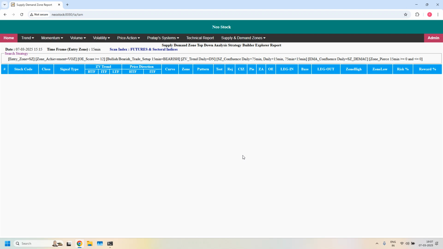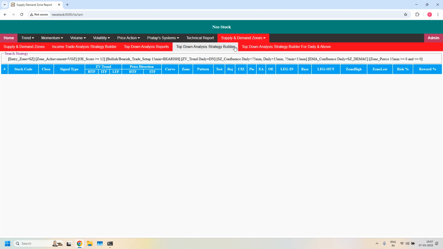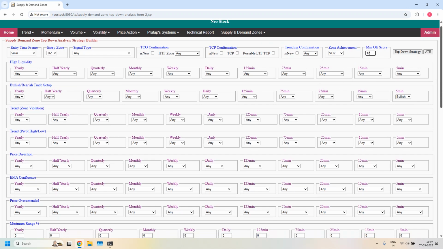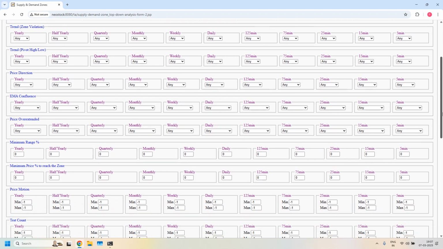Okay. Next, we will look into hourly income trade, bullish and bearish trade setups. First, hourly income trade, bullish trade setup, entry time frame 5 minutes, entry zone, demand zone. In bullish or bearish trade setup at entry time frame 5 minutes, I am selecting bullish, and the zone achievement should be violated opposing zone. Minimum odd and enhancer score should be 12, and 5 minutes demand zone should not be pierced.